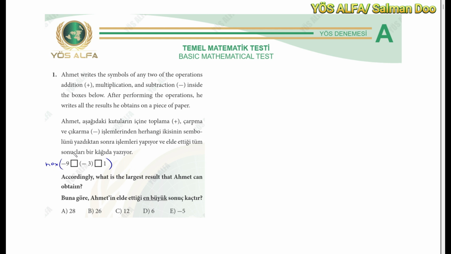How do we maximize it? Since we have two negatives, we can use multiplication to get the maximum result of the operation between the two, and for that we can use addition. So the result is going to be 27 plus 1, 28. It's A.